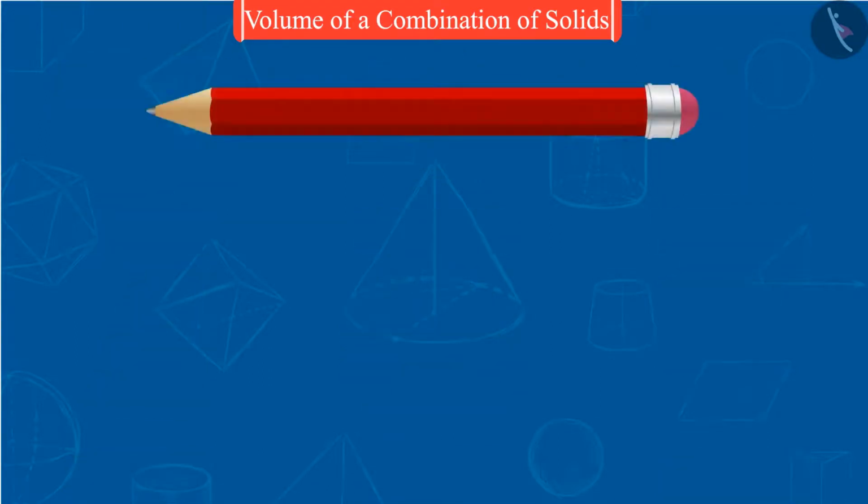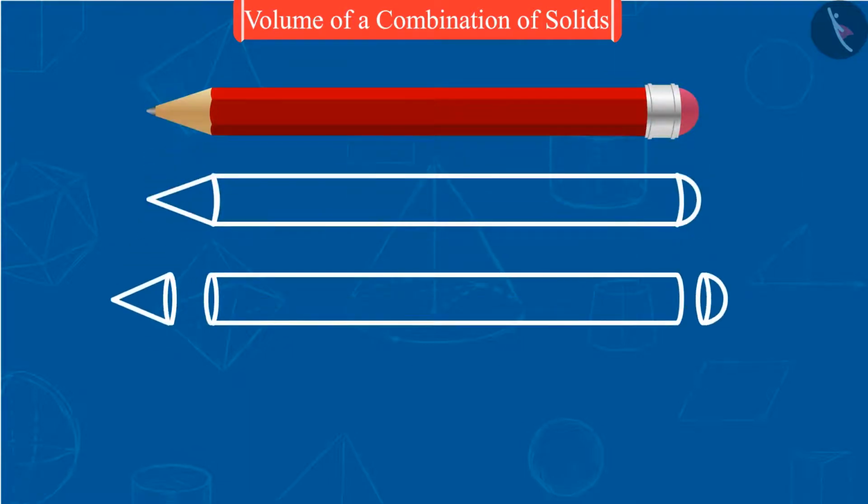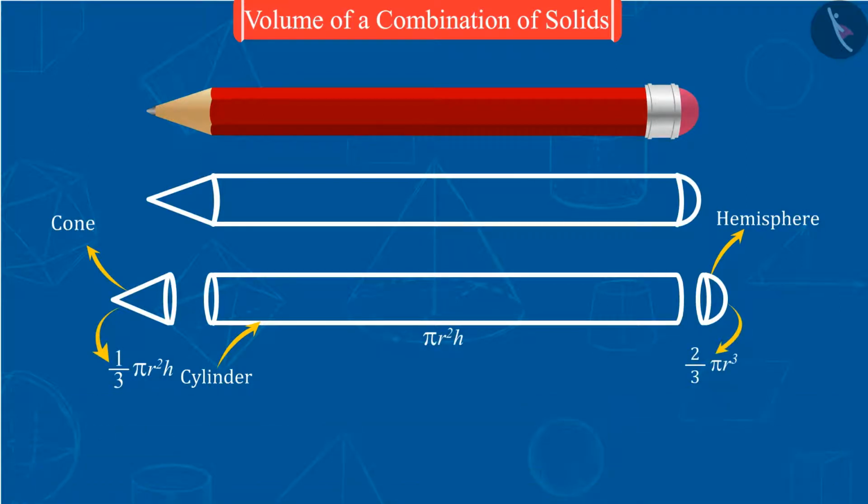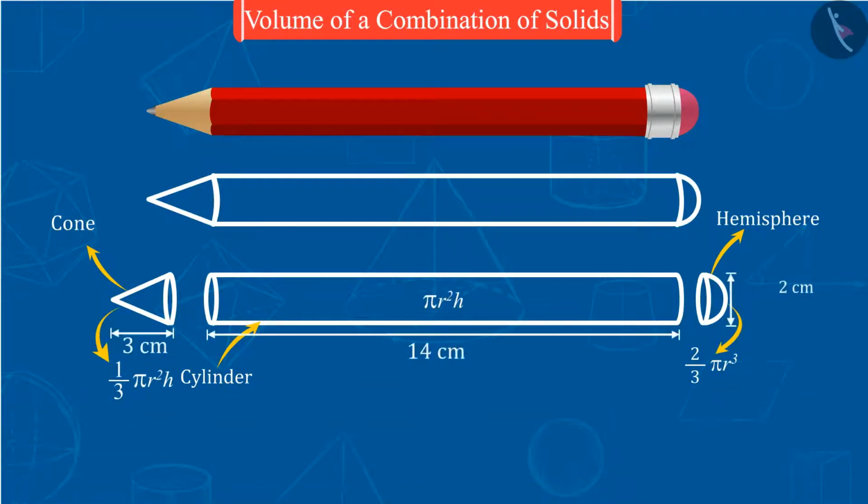Can you see that this pencil is made by the combination of a cone, a cylinder, and a hemisphere? Hence, to find the volume of this pencil, we have to add the volumes of these three basic figures. Let these be the measurements of this pencil. Let us now find out the volume of these figures one by one.